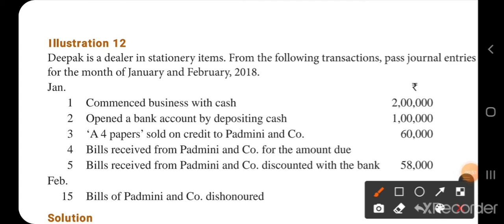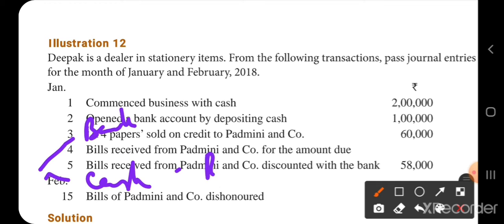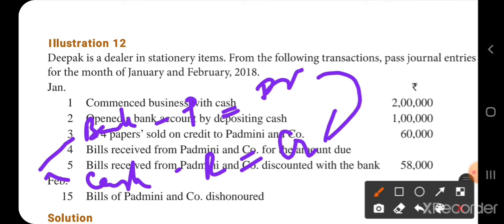The two accounts involved are bank and cash. Cash is a real account, bank is a personal account. When you open a bank account, you deposit the money in the bank. So debit the receiver. Okay. And cash is going out of the business. So you credit. The entry will be bank account debtor to cash account.